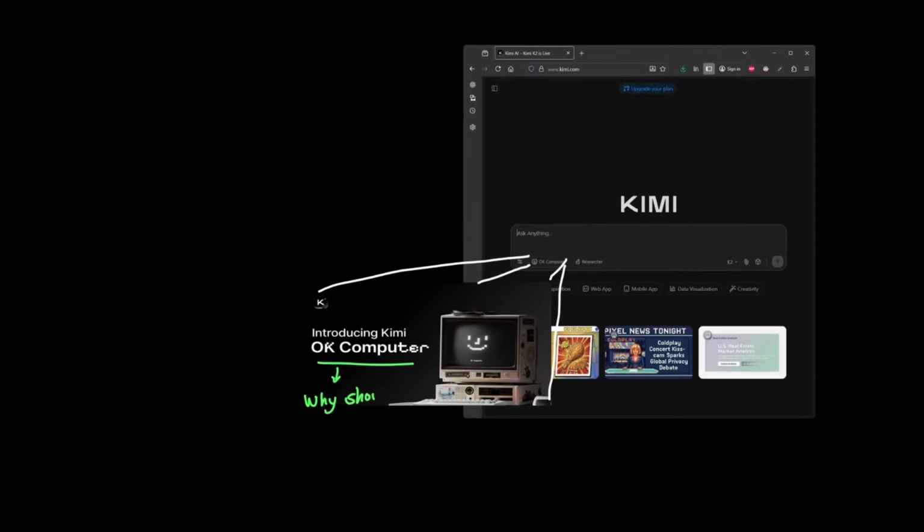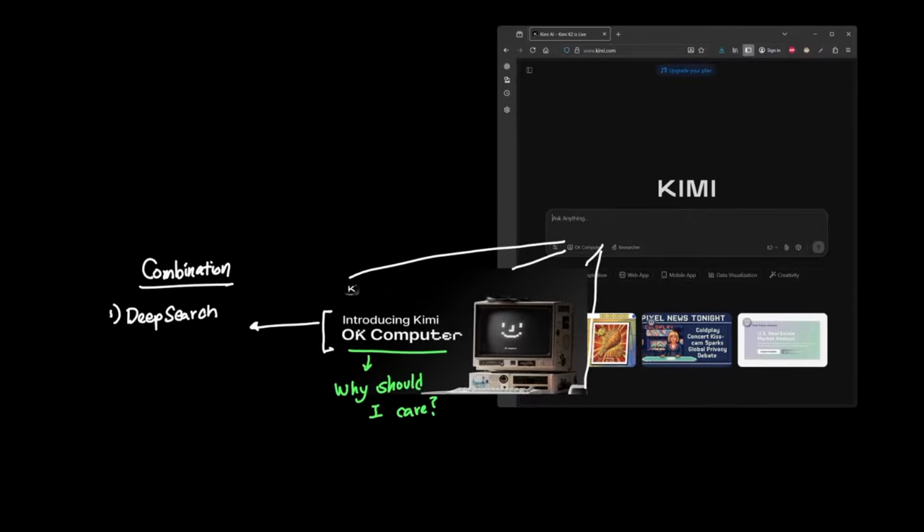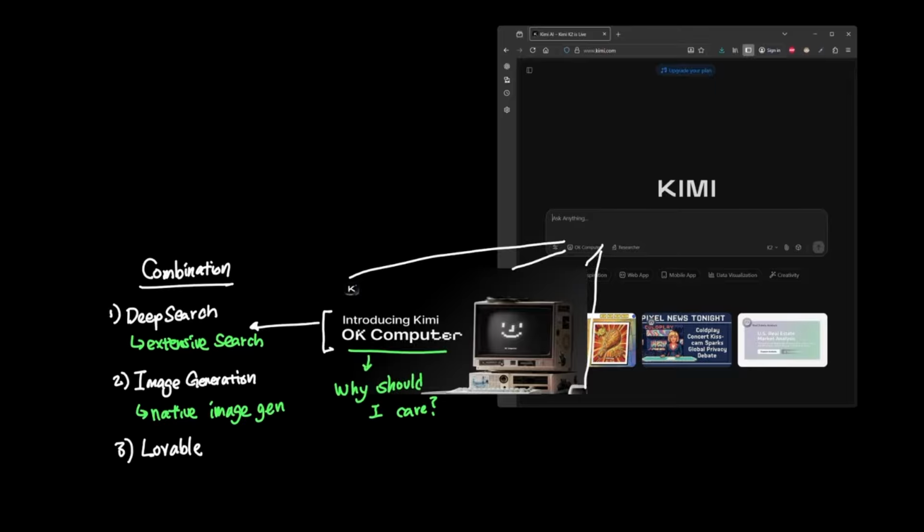In other words, why should I care about the new feature from Kimi? What's really unique about OK Computer is the combination of different components. Kimi cites that OK Computer is deep search plus image generation plus Lovable, indicating where the strengths of OK Computer are: in its ability to actually run deep research as well as natively generate images as part of its abilities, and also its ability to build high quality sites.